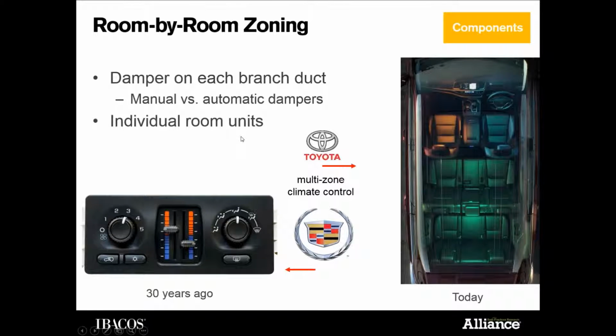Room-by-room zoning. This is an aspect that, if we want to try to maintain comfort in each room, we may have to consider zoning room by room. Looking at what the automotive industry has done, and this has been done for over 30 years, just a sample picture on the left versus where we're at today, where you have multiple climate zones within a vehicle. The homeowner should have the ability to change the comfort in their bedroom or in their living room or in the kitchen.